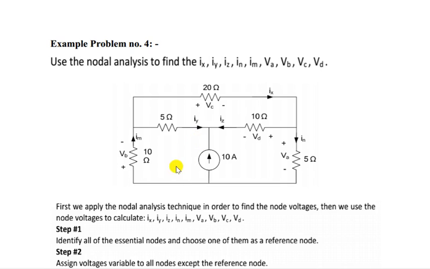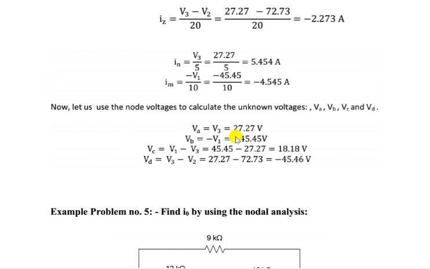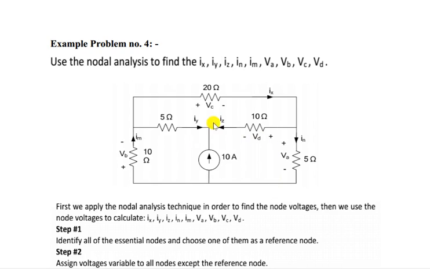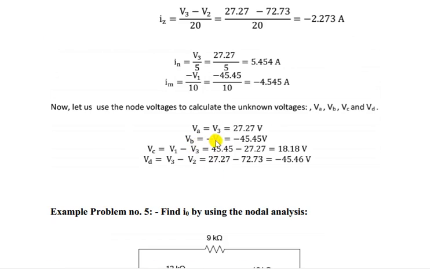Then you have to find VA, VB, VC, VD. How can we find them? If you know the current value, multiply with the resistance. Or if you know V3 here, and this is 0, that will be equal to the VA value. So VA equals V3. VB has opposite polarity, so VB equals minus V1.